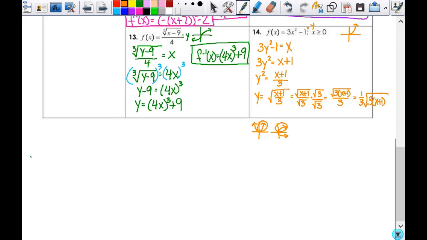Okay, and that is equal to y, so that is my inverse function, and that is 1/3 times the square root of 3 times x plus 1.